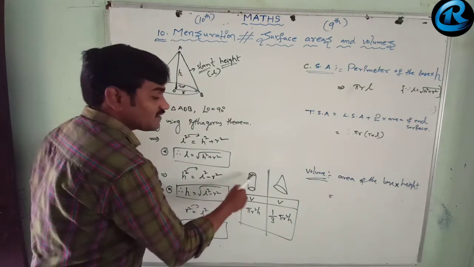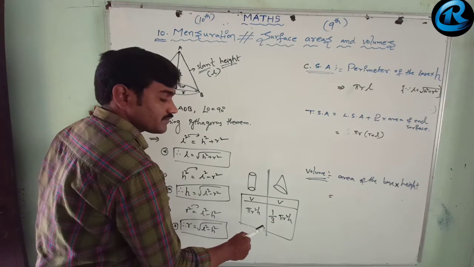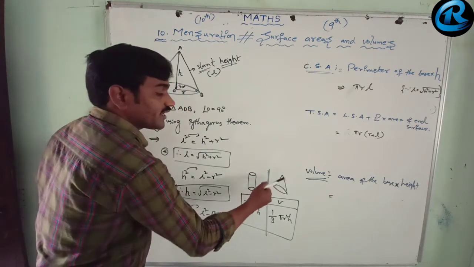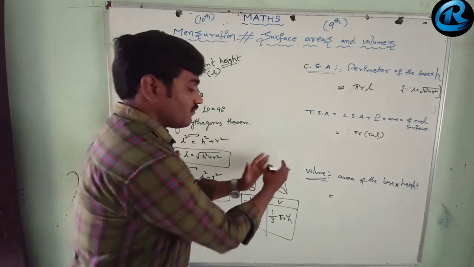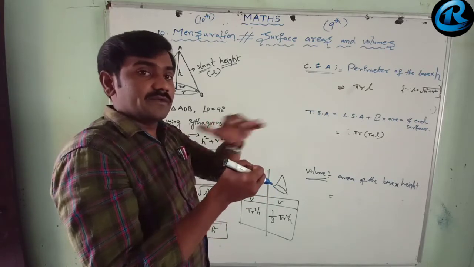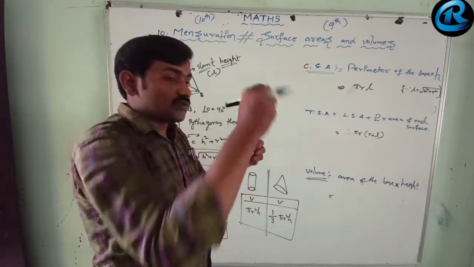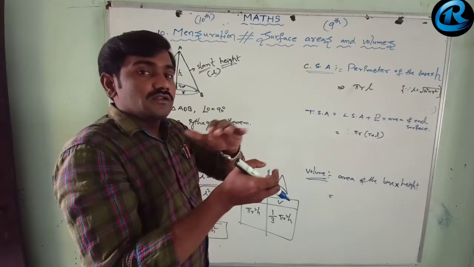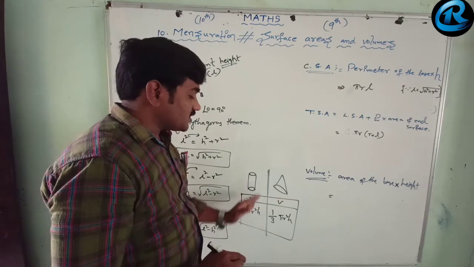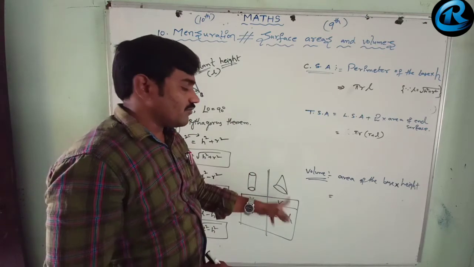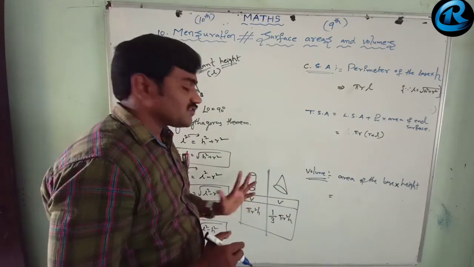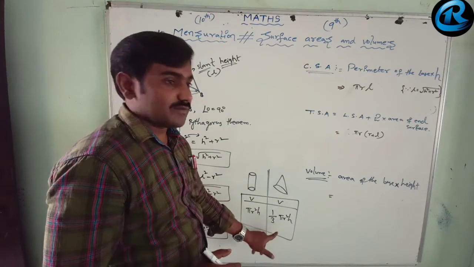So the volume of the cylinder is 3 times more than the volume of the cone. That means if you take a cone and a cylinder, fill up the cone with some material and pour it into the cylinder, if you pour 3 times with the cone into the cylinder, it will be filled up. That means the volume of the cylinder is 3 times the volume of the cone, or the volume of the cone is one third of the volume of the cylinder.